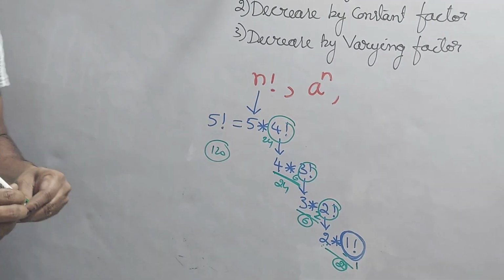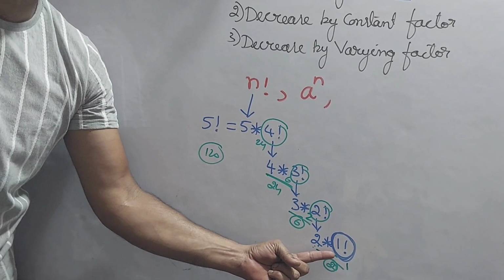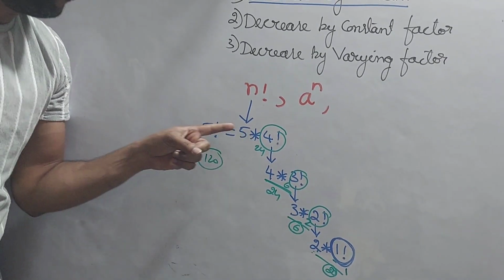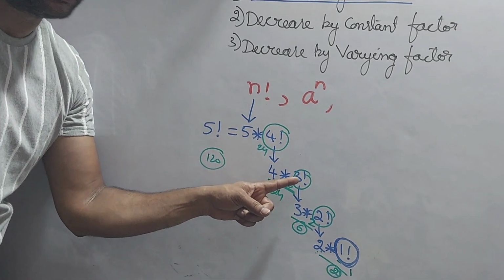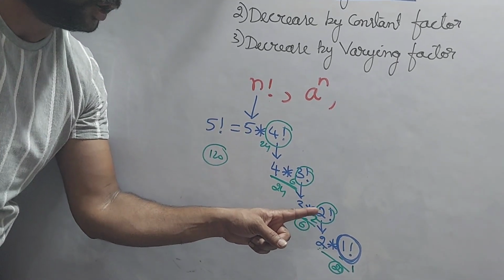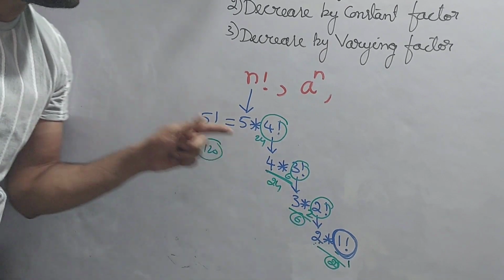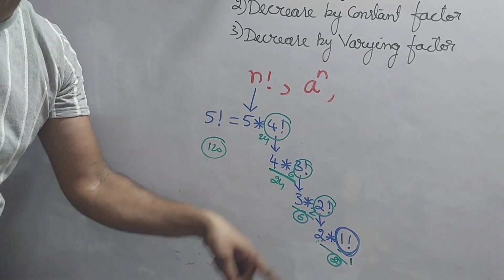So that means now we have exploited the solution from the smaller instance. Here, see, 5 factorial reduces to 4 factorial, 4 factorial reduces to 3 factorial, 3 factorial reduces to 2 factorial, 2 factorial reduces to 1 factorial. That means here every time you decrease by 1.